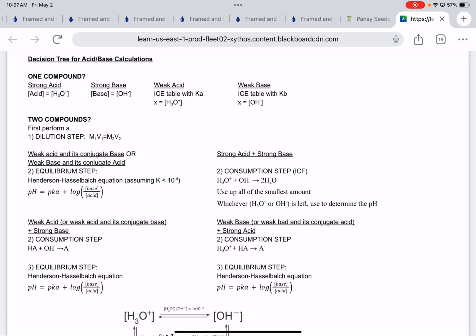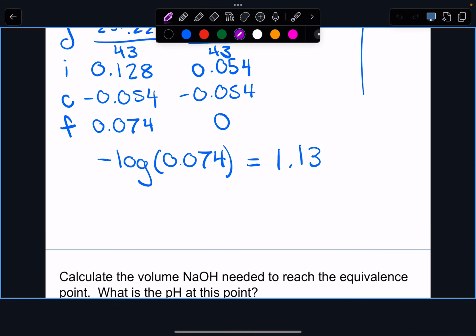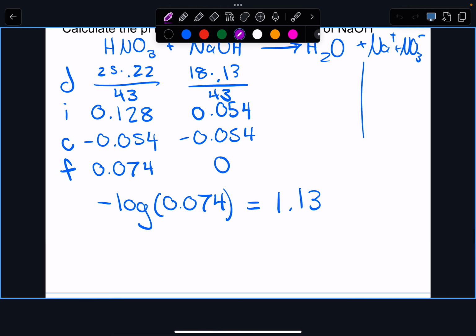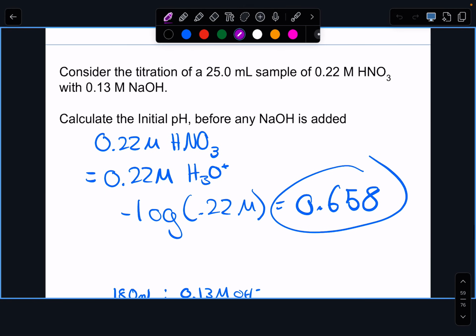We're going to go back to titrations that we were doing on Monday. And we're going to do these using that chart to kind of help us along. So we stopped at a strong acid, strong base titration. So coming back up to where we started, it said consider the titration of a 25 mL sample of 0.22 molar nitric acid, so a strong acid, with 0.13 molar NaOH, a strong base. So two things means we need to do a dilution step. Strong with strong means consumption, no equilibrium.